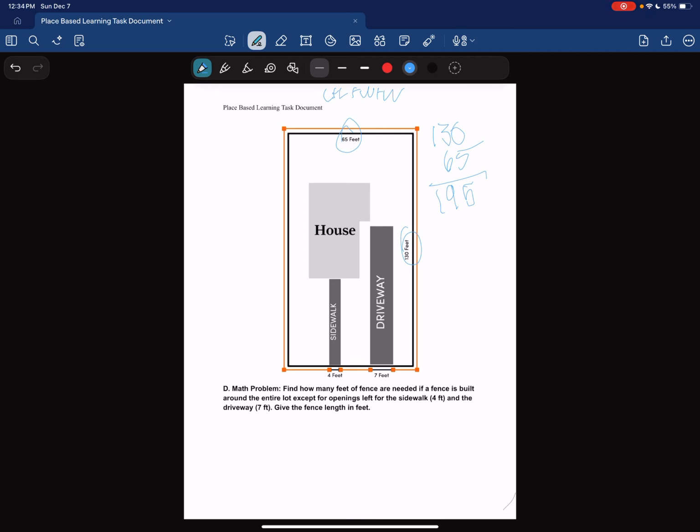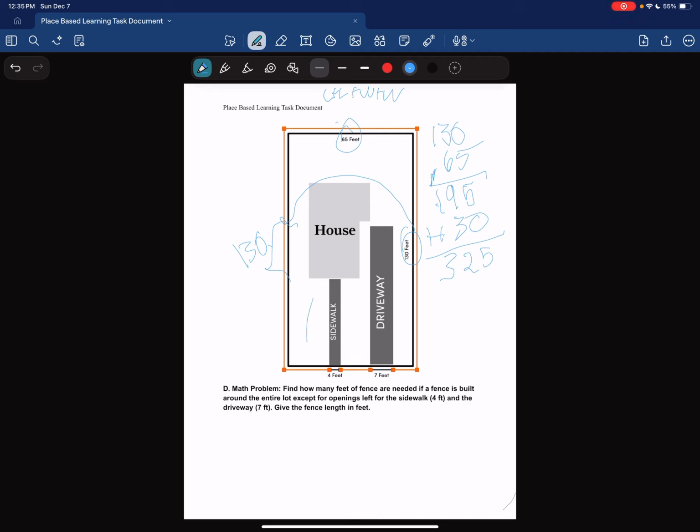Now, they didn't give us a number here, but we can assume since this is a rectangle, these two sides are going to be the same. So we're just going to put that over here. So it's 130. We're going to add 130 to 195, right? 5 plus 0 is 5. 9 plus 3 is 12. We're going to pull the 1 over here. We have 3. So our total right now is 325.